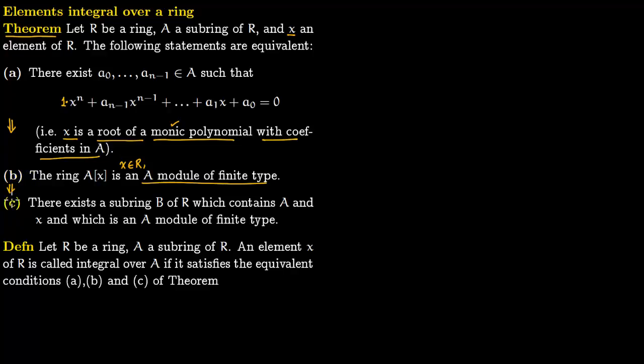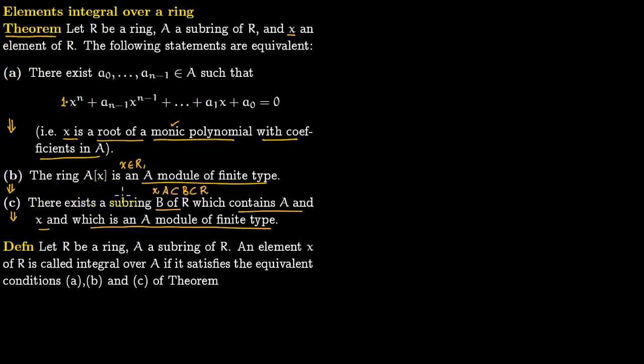C, again we will show B implies C. So there exists a subring B of R, and this subring also contains A as well as this special element X in R. So it both contains X and A. So there exists a subring B of R which contains A and X and which is an A-module of finite type. Then also X is integral over A. And then we will show C implies A.